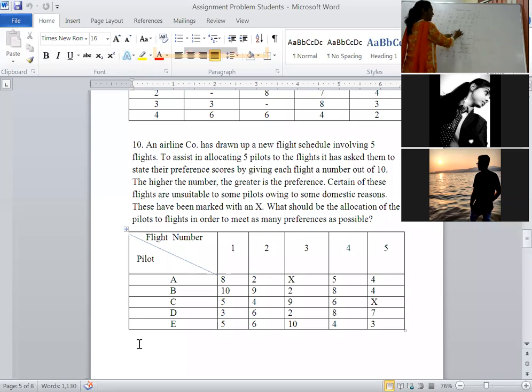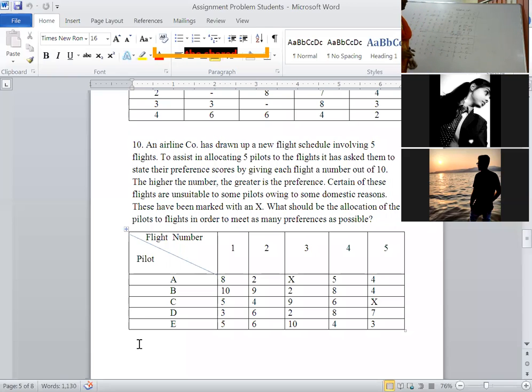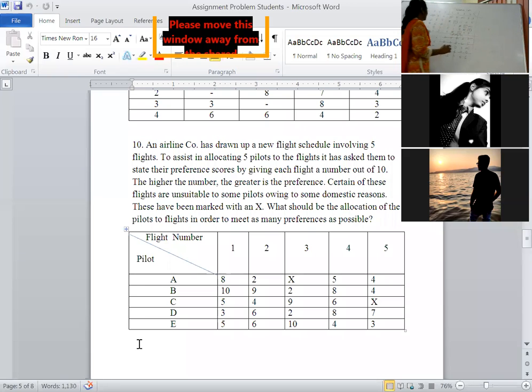This 0 is cancelled out, remaining is a single 0. In this particular column, if any other 0 is found, cancel it out. In this particular row, this 0 is remaining. Mark it with a square. This will be cancelled out. This 0 is cancelled out. Remaining is this 0. Right now, do we get 5 assignments?